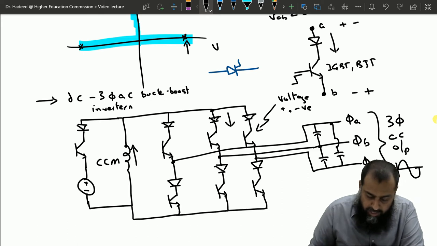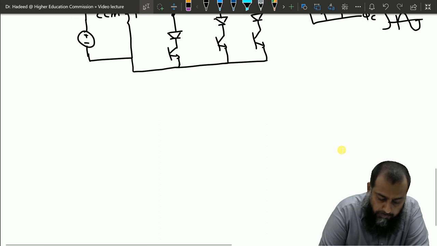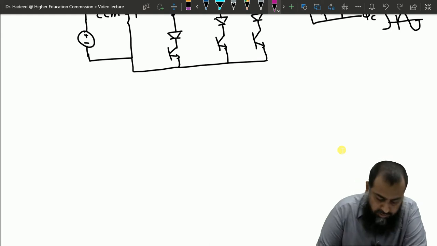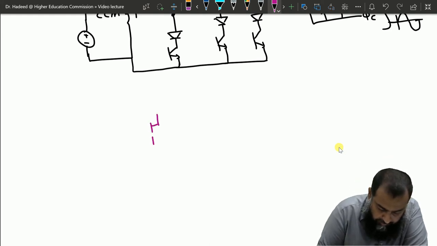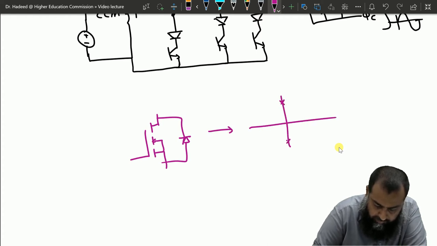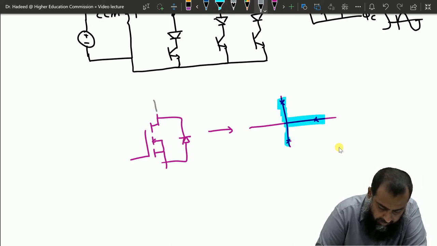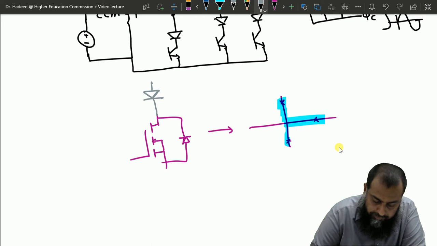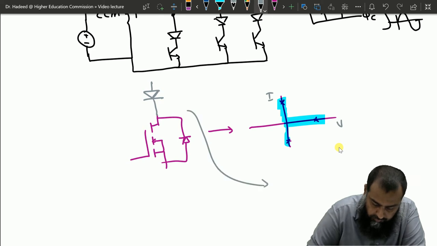Now sometimes in making a composite switch, we can shift the property of a switch by adding another switch to it. For instance, let me draw the MOSFET here with a body diode. This has a switching characteristic in this particular region. If I add a diode in series with this MOSFET Q, then this IV characteristic is shifted into a voltage bidirectional, current unidirectional switch.